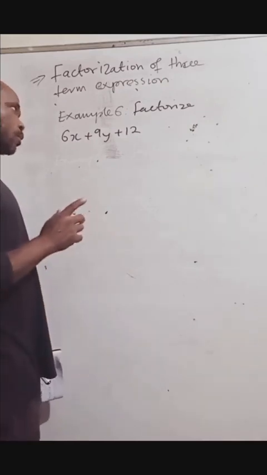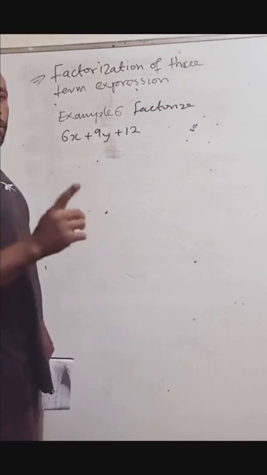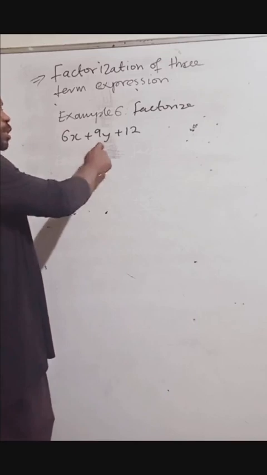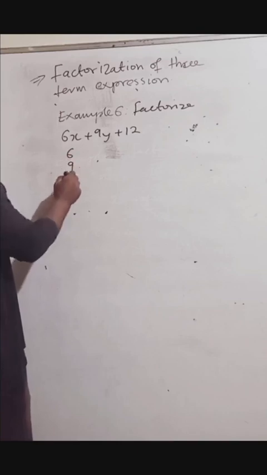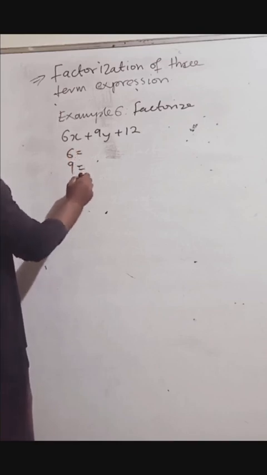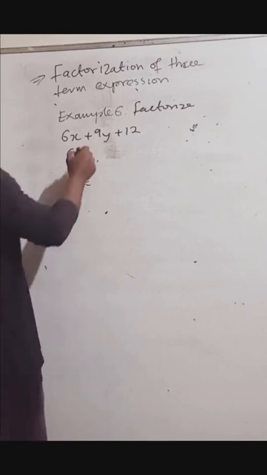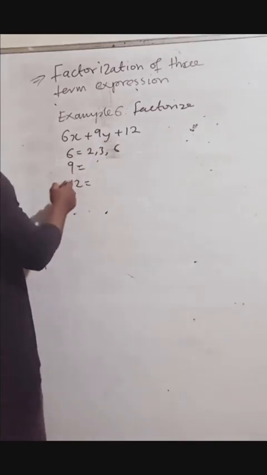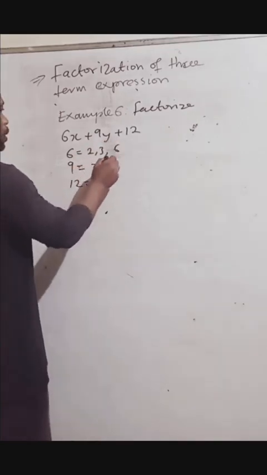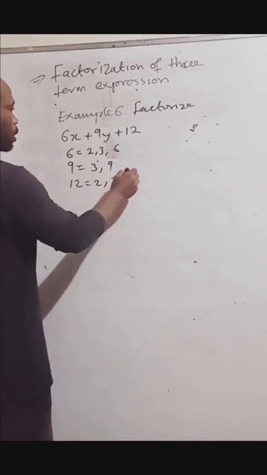So, just like we did in the previous examples, what we need to do is to look for the factors of each of these terms. So we're going to take 6, we're going to take 9, we're going to take 12. So we look for the factors of these three numbers. The factors of 6 are 2, 3, and 6. Factors of 9 are 3 and 9. Factors of 12 are 2, 3, and 4.